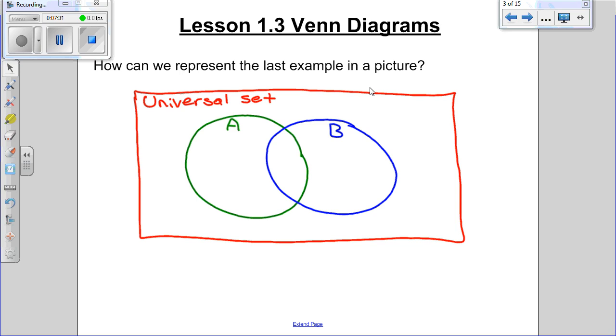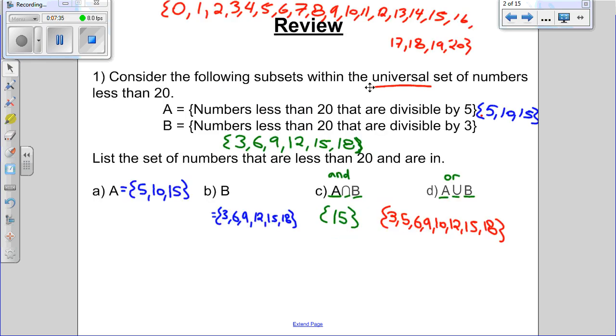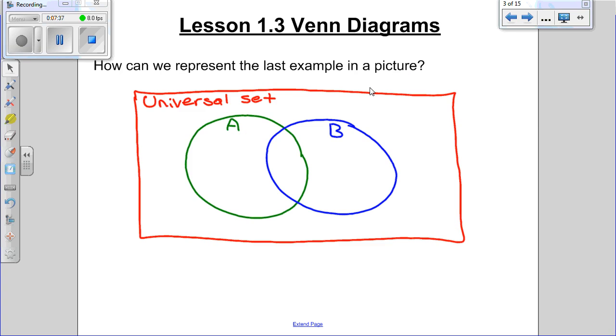So in set A, we had 5, 10, and 15. So in A, I'm going to put 5, 10, and 15. In set B, I'm going to put all the things that were in set B. So we had 3, 6, 9, 12, 15, and 18.